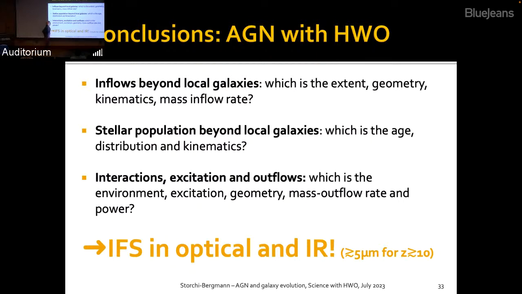So I would like to advocate that we consider integral field spectroscopy for the Habitable Worlds Observatory, because we can look at what we have studied in the near universe, the details of inflows and outflows, also in the distant universe, intermediate and distant universe, because of the resolution and sensitivity of the observatory. And thank you very much.